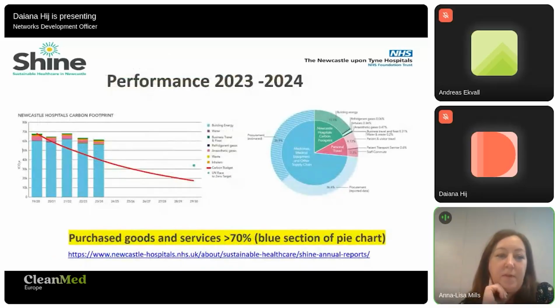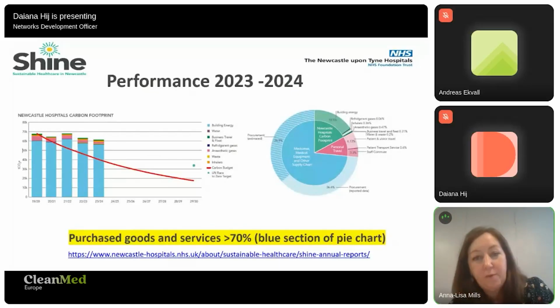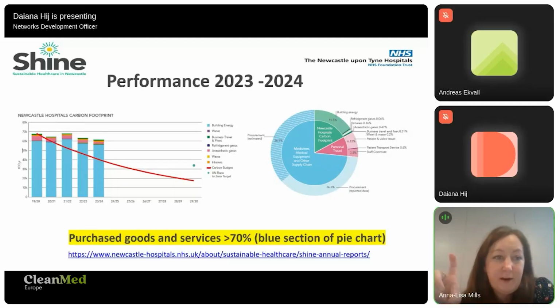You can see our performance across our footprint. On the left-hand side, the red line is our carbon budget, which we worked on with Manchester University and the Tyndall Centre for Climate Change to make sure that it was aligned to the science for a 1.5 degree cap on warming. And the blue bars are basically our building energy.